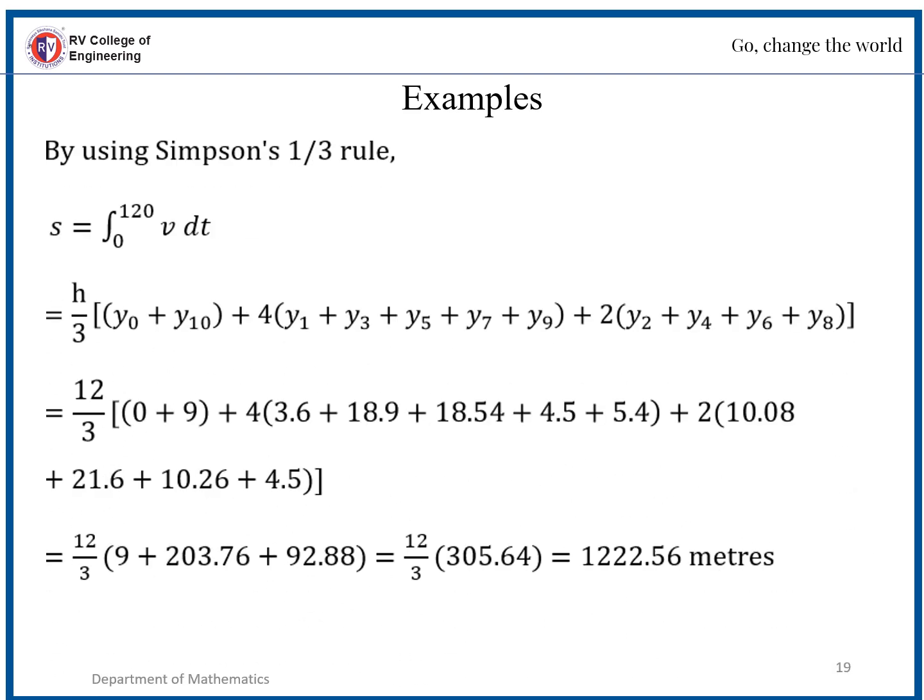Now, our basic problem is to find the distance, which is the integral from 0 to 120 of v dt, and we are to solve this by Simpson's 1/3 rule. The formula is h divided by 3, first value plus the last value, that is y0 plus y10, plus 2 times the even ordinates, y2 plus y4 plus y6 plus y8, plus 4 times the odd ordinates, y1 plus y3 plus y5 plus y7 plus y9. All these values are substituted in the formula, and the answer we get is 1,222.56 meters.